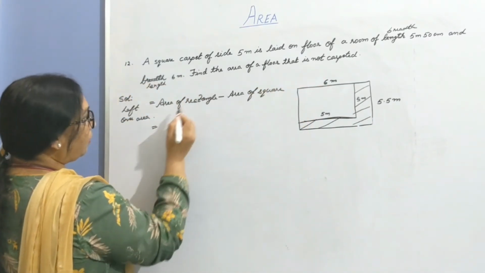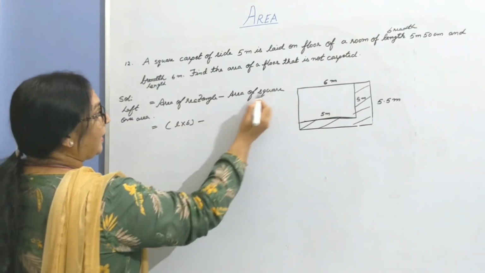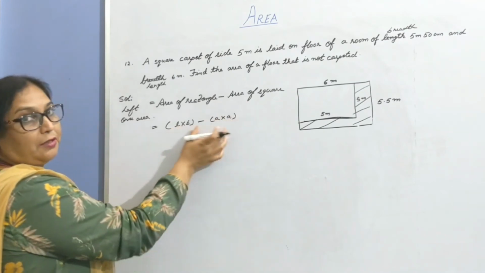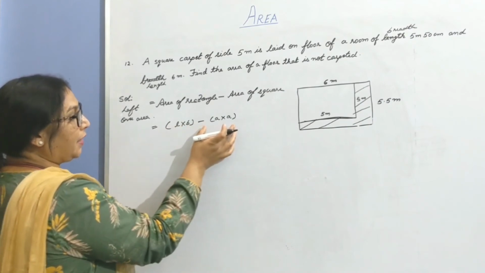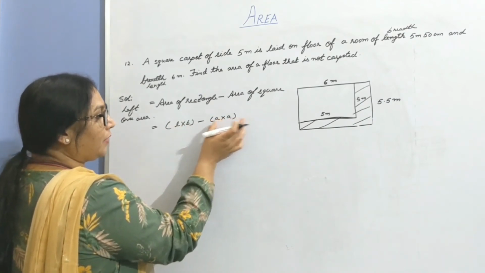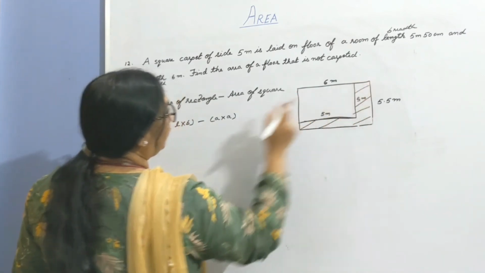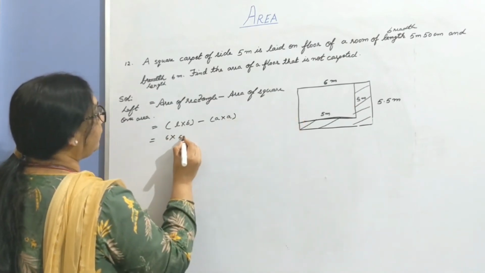Let's write the formula of area of rectangle. Length into breadth minus area of square, side into side. I have simply written the formula of the two. Area of rectangle is length into breadth and the area of the square is side into side. Now substitute the value. What is the length of floor? 6 meter and the breadth is 5.5 meter.